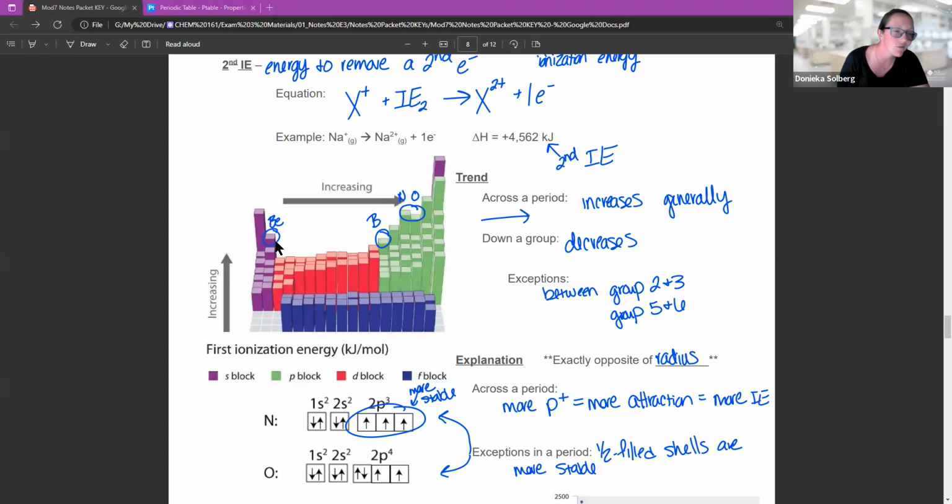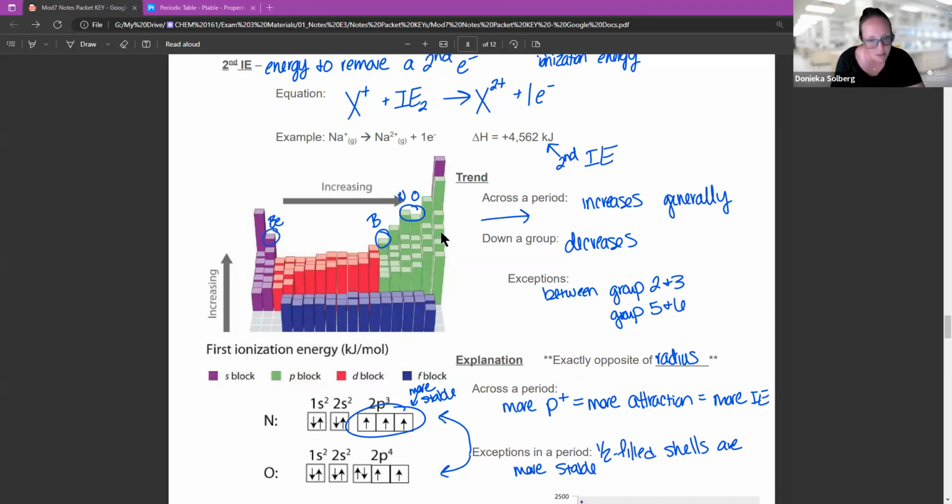But actually, we've got a couple of exceptions. So for example, I've got this beryllium to boron one. Notice boron is actually lower than beryllium, and oxygen is actually lower than nitrogen. So there are some exceptions, and you do actually need to know those exceptions. So I'll talk about why they occur in just a moment.